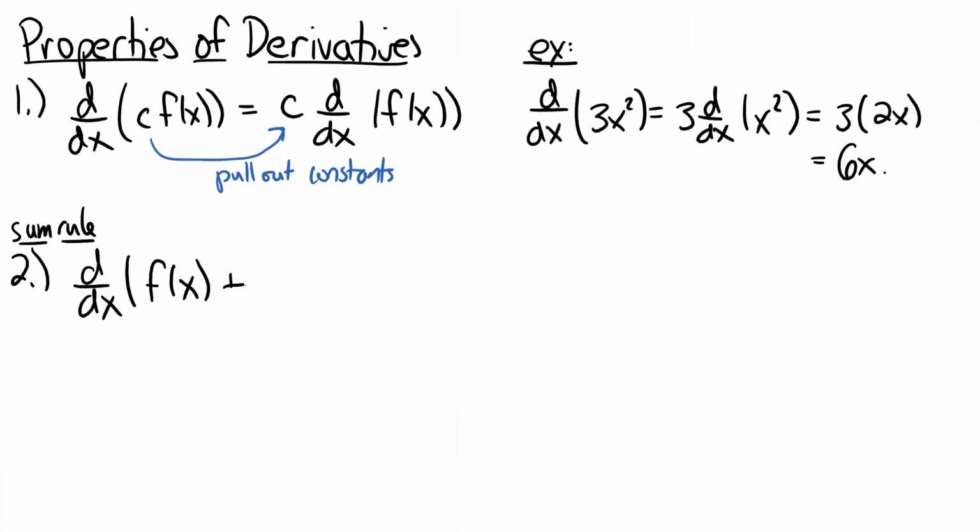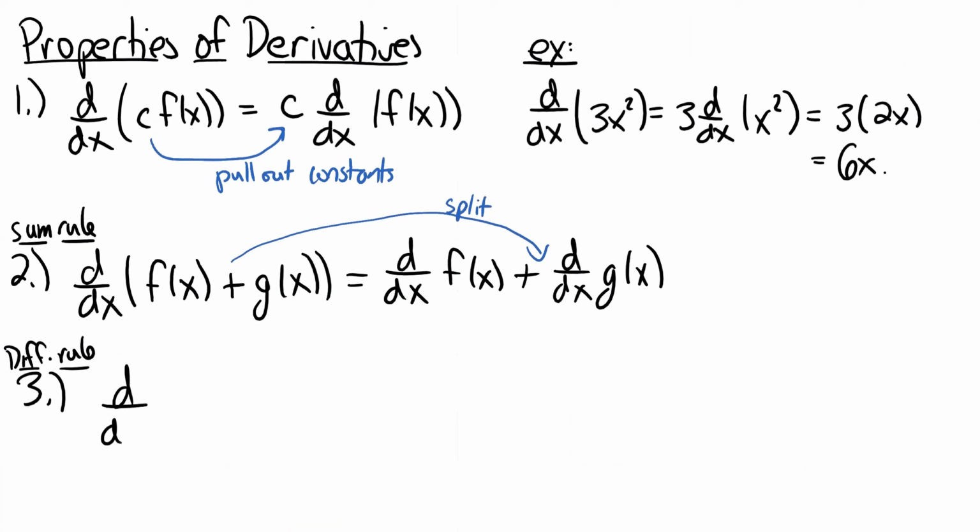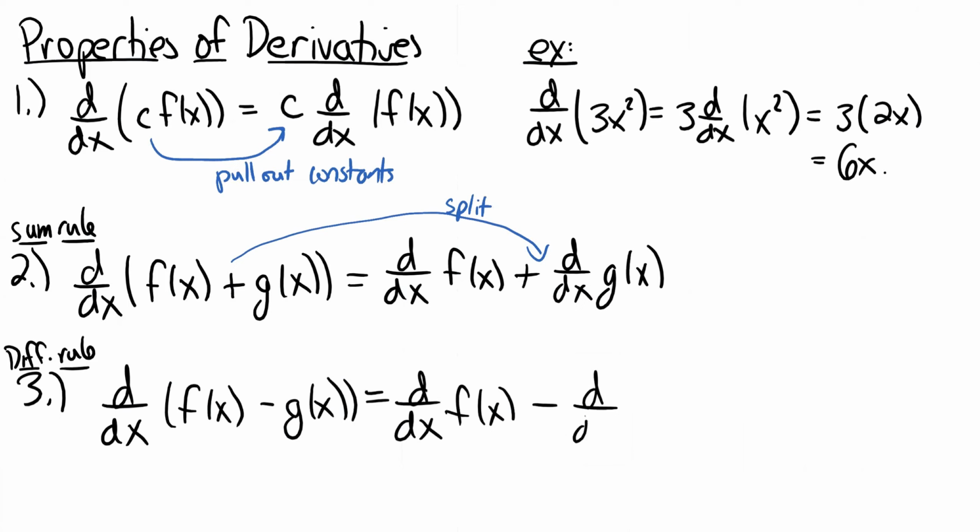Second, we have something called the sum rule. The derivative of a sum of functions is the sum of the derivatives of the functions. In other words, we can split up the derivative across the sum. We can do the same thing with differences. The derivative of a difference of functions is the difference of the derivatives of the functions.